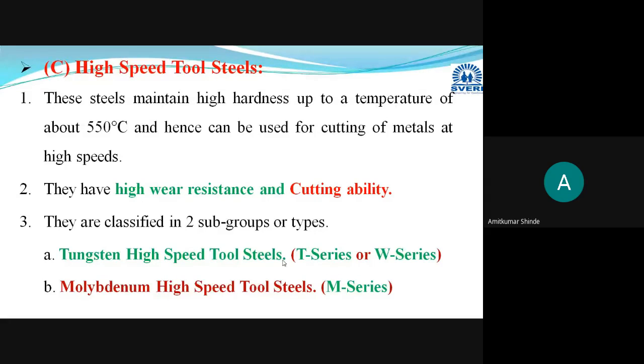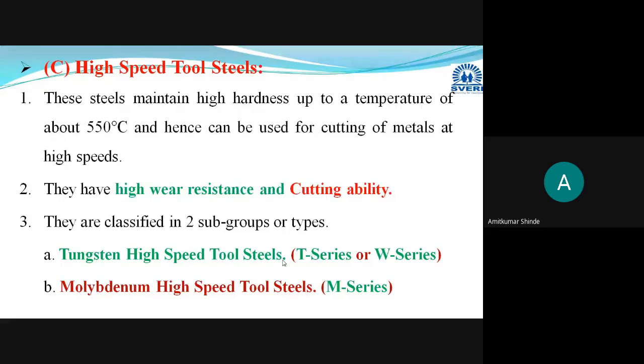Okay, now this high speed tool steels. Now first you have to explain why the name is given as high speed tool steels. Now these steels have a specific property, that is they maintain their high hardness at the higher temperature ranges, about 550 degrees Celsius or above that temperature also. That's why these steels can be used for doing the cutting operations, and during the cutting operation, high heat will get generated.